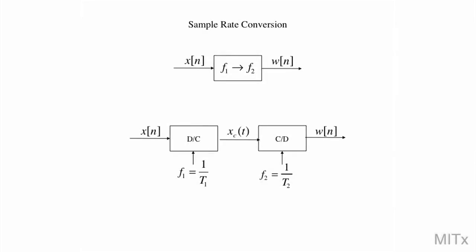The basic idea with sample rate conversion is that there are lots of situations in which you have a discrete time signal. Maybe it was acquired by sampling at a certain rate, and you would like to convert that to a set of samples that would correspond to having sampled at a different rate. And so it's essentially changing from one sampling rate to another.